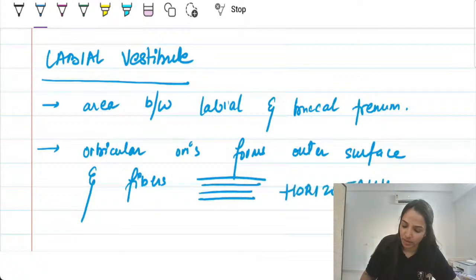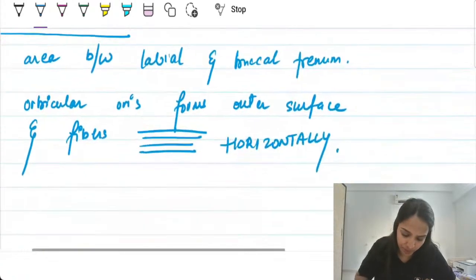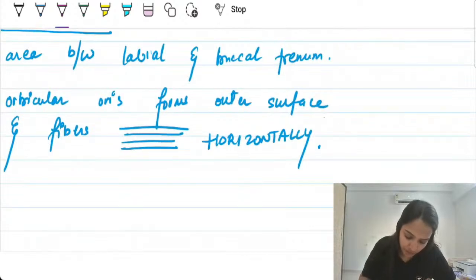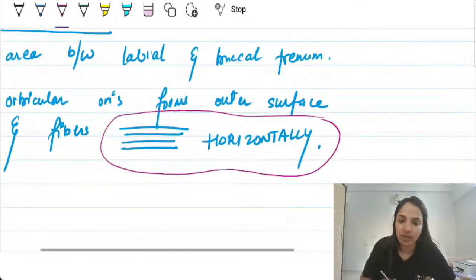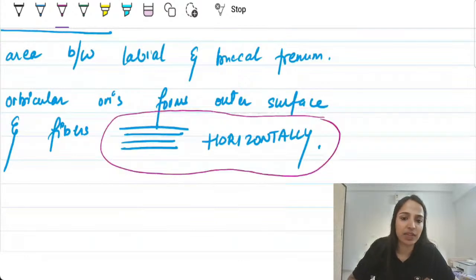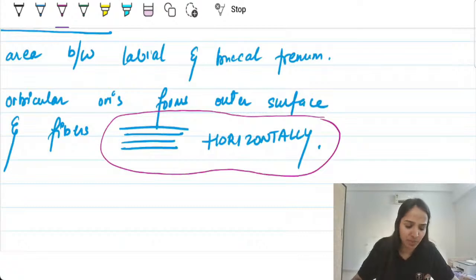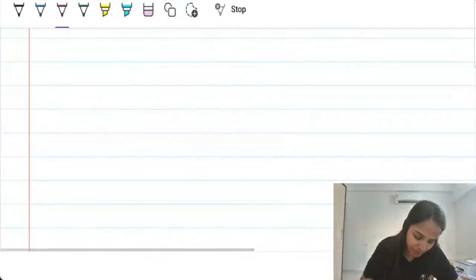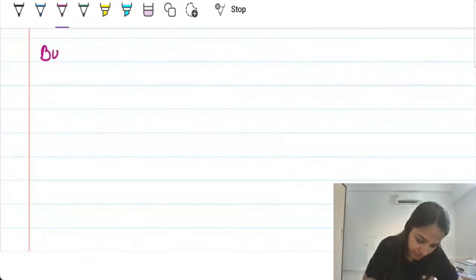Now, I'll give you a tip over here when you're studying. When you want to remember something like this, draw it figuratively so you remember it. So when you have drawn horizontal fibers, you would probably be able to pictorially or in some other way remember your own notes in the exam in that particular manner. Coming to the next, which is your buccal vestibule.